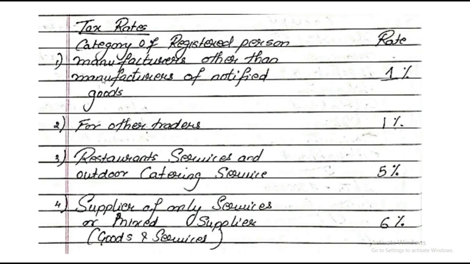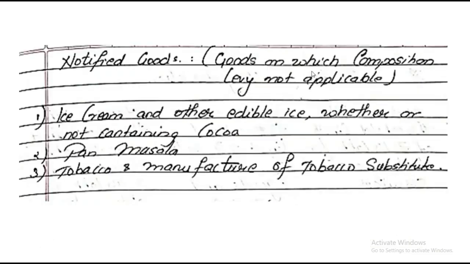Now, in the first point, when they said manufacturer other than manufacturer of notified goods, meaning if you are selling any of the notified goods, composition levy is not applicable. So what do you mean by notified goods? Notified goods are goods on which composition levy is not applicable. For example, number one, ice cream and other edible ice, whether or not containing cocoa, pan masala, and tobacco and manufactured tobacco substitutes. So these are the three things on which composition levy is not applicable. Other than that, for any other goods, you can be eligible for composition levy.